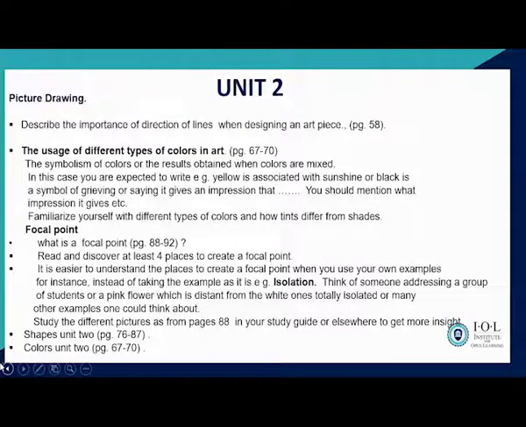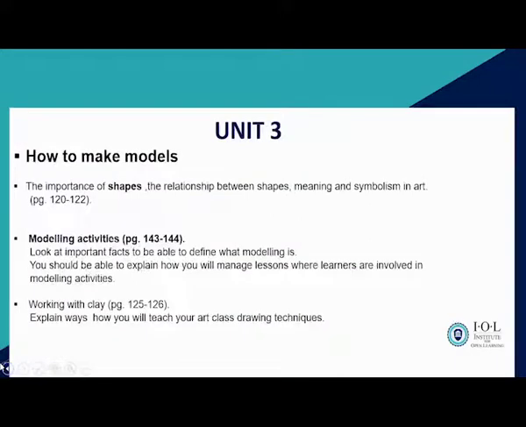Shapes, Unit 2, the same unit. Please look also on pages 76 until 87 for more light on shapes. What kind of shapes do we have? What different categories are there? And so on and so on. Colors, Unit 2, like I just talked about now. Shades, colors, and so on. All those are found in chapter 2.